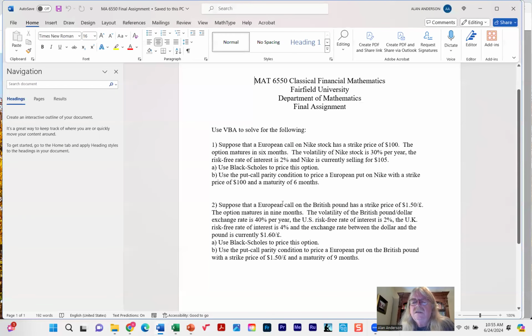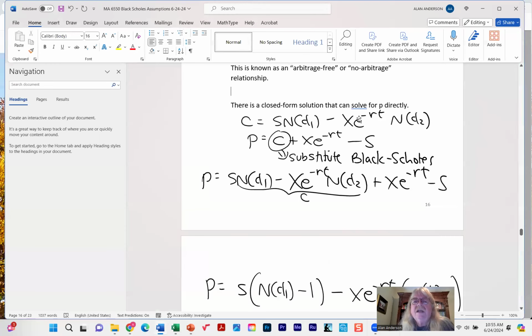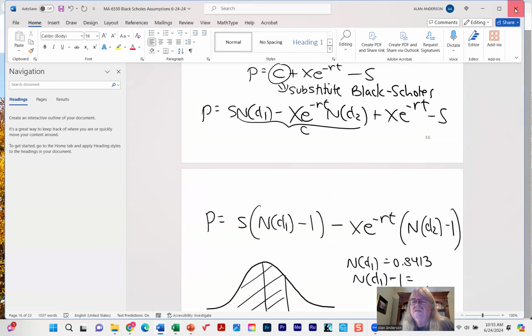Like that business about saving it as an XLM file. I mean, really. Okay, so we don't need this anymore.